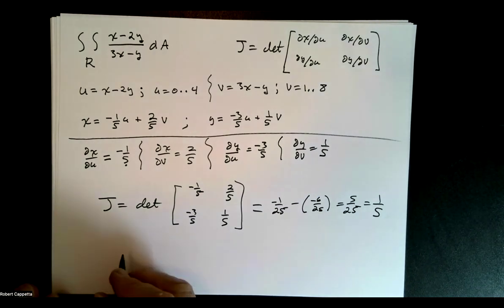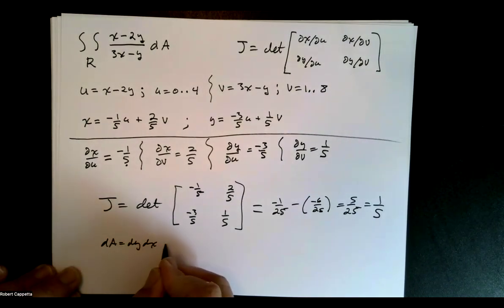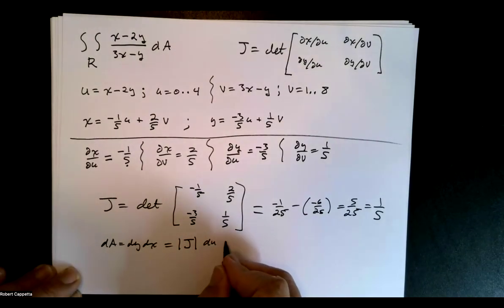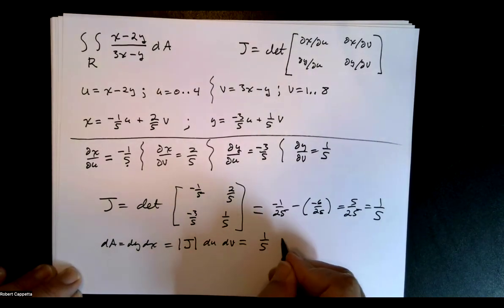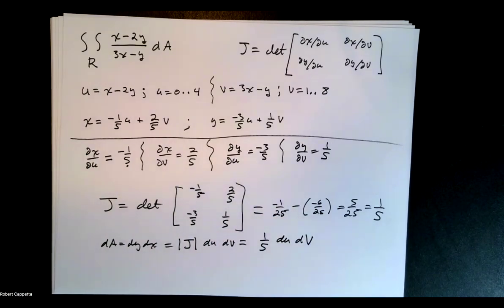Now remember that dy dx, or dA, is the absolute value of the Jacobian du dv. So that will give us 1/5 du dv as we go from there.